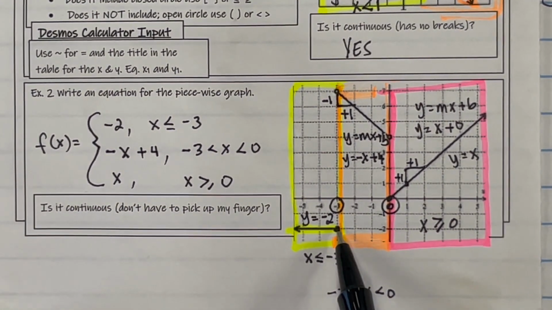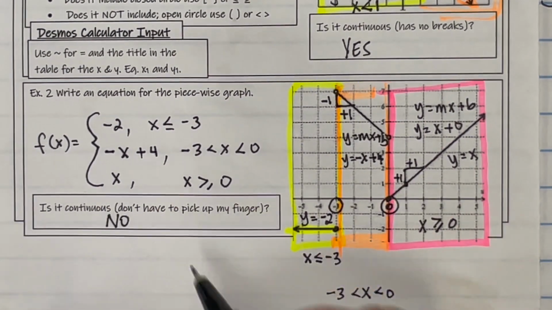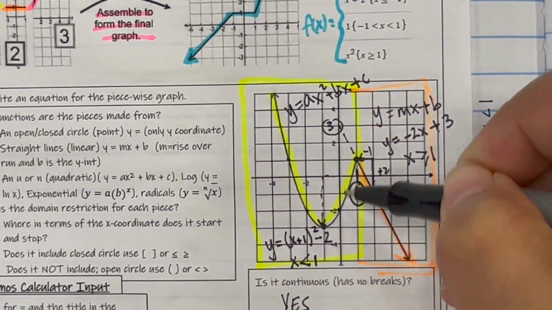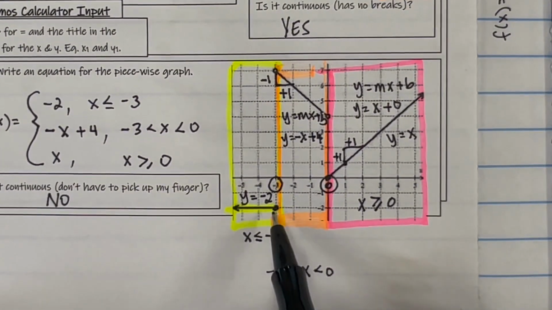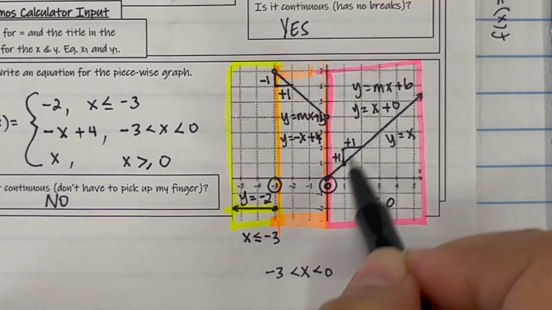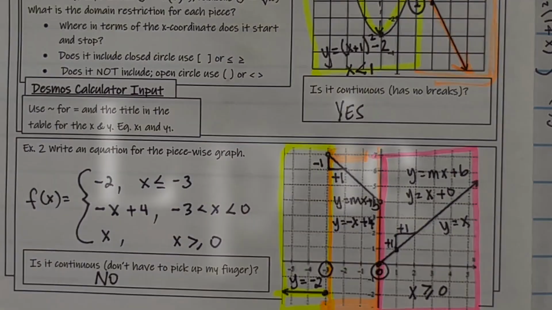Is it continuous? Okay, so if it's continuous, you don't pick up your pen. But if it is not continuous, you pick up your pen. So you see in this example, I don't pick up my pen in the first one, so it's continuous. Here, I'm picking up my pen to go to the next line, and picking up my pen to go to the last line, so it's not continuous. All right, so that's how you write piecewise equations. Let's practice.